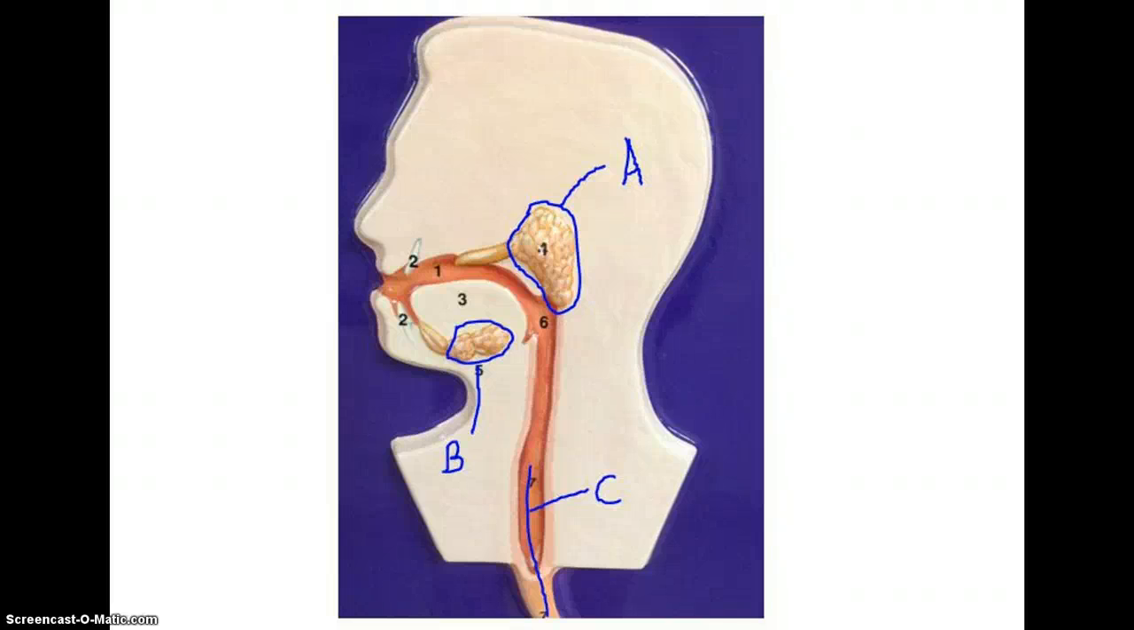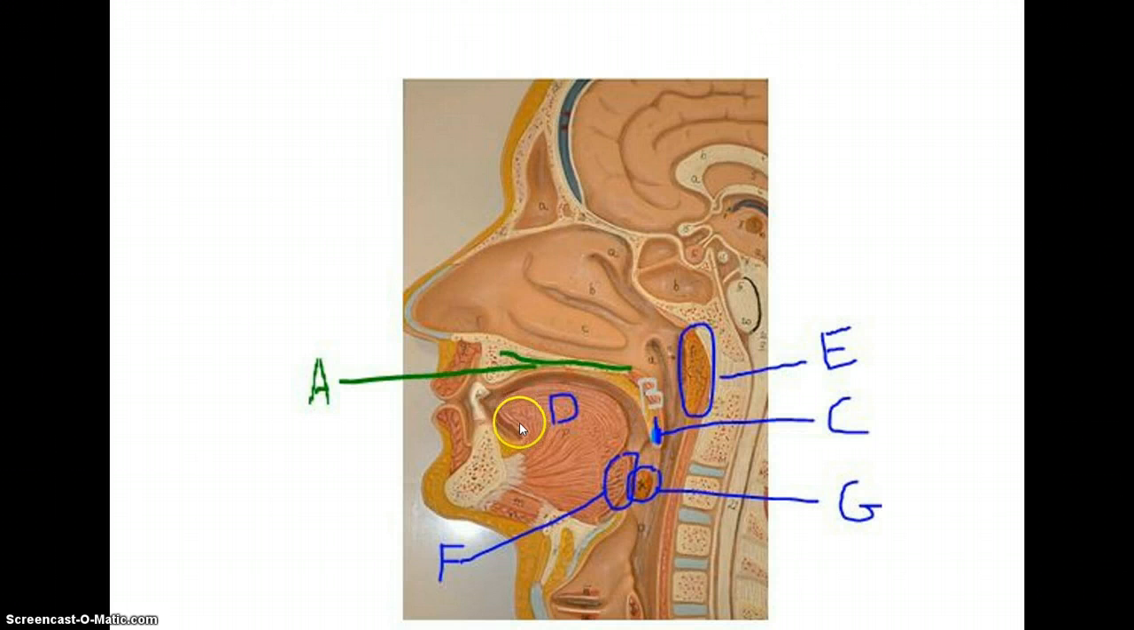In this video we're going to review the parts of the digestive system. Starting up in the head, we have the parotid salivary glands. These two are the submandibular and sublingual salivary glands together, and this is the esophagus. Parotid salivary glands, sublingual, submandibular salivary glands, esophagus.